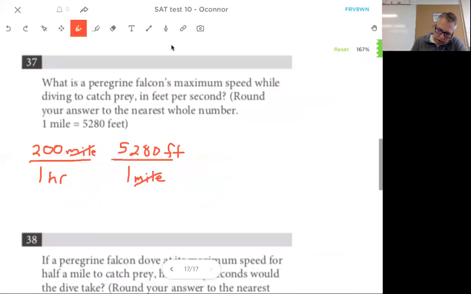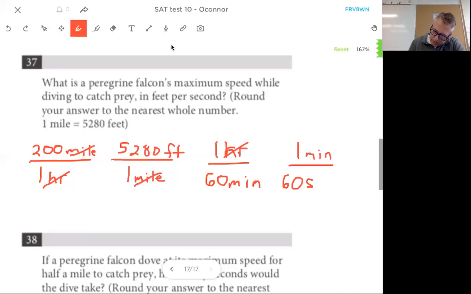So I know that I'm going to put my hour on top. 1 hour is 60 minutes. So that's going to cancel out my hours, but now I'm in minutes, which I also need to convert to seconds. So 1 minute is 60 seconds, and then my minutes cancel. And that would be how we would convert it. You multiply across the top and multiply across the bottom and then divide them.